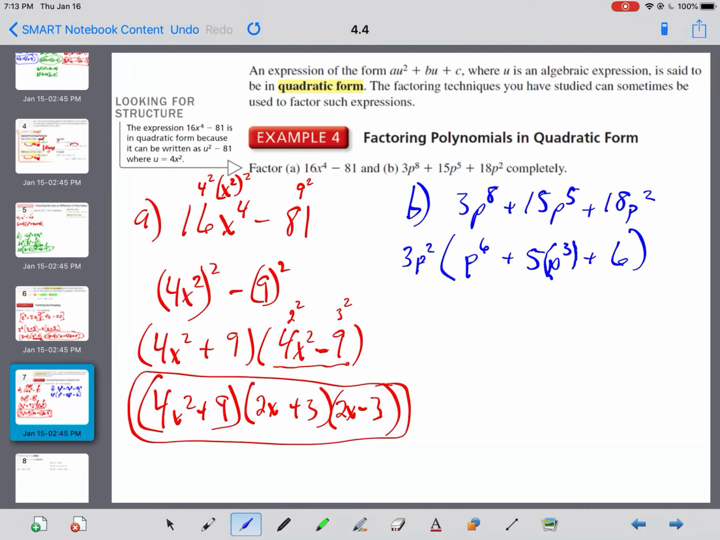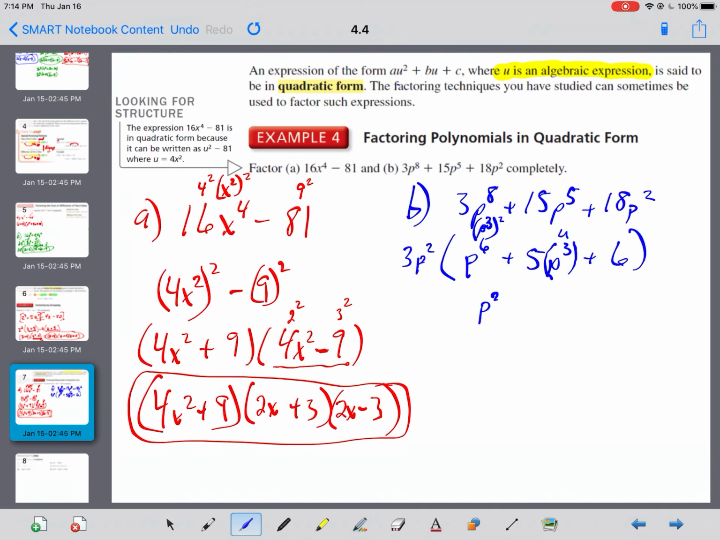But if I treat this as one whole thing, this is where they get the u from that they're talking about, a u squared plus b u. Instead of doing x like we normally see, they do a u. Remember, u is an algebraic expression. An expression involves a number, a letter, or a combination of both. So I could treat this as my u. And if I treat that as my u, p to the 6th is like p to the 3rd squared, because 2 times 3 is 6.